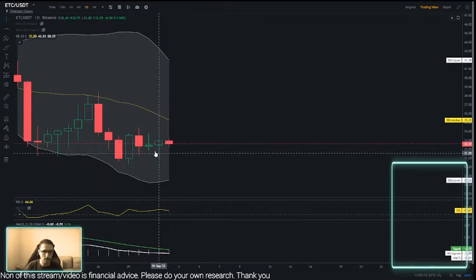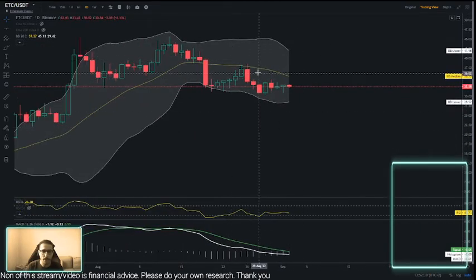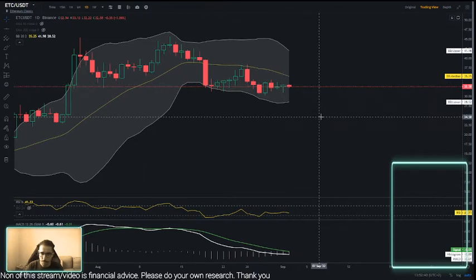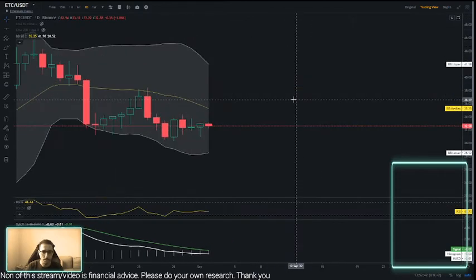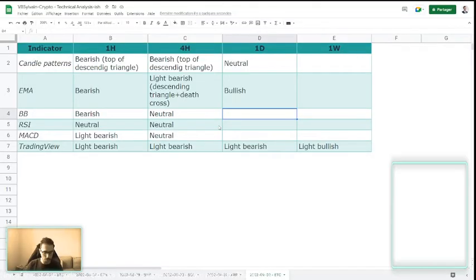I don't know where this could go from here. We might see some up action to try to reach the Bollinger median again, although we might also go down and keep the downtrend going on. So neutral for this one, don't know exactly where we're going to go.